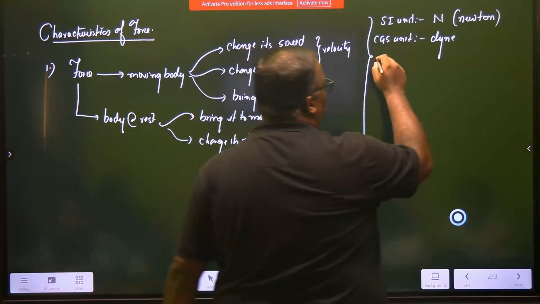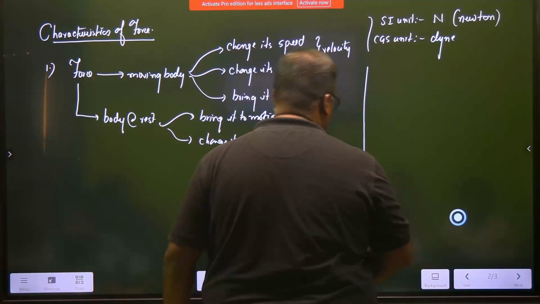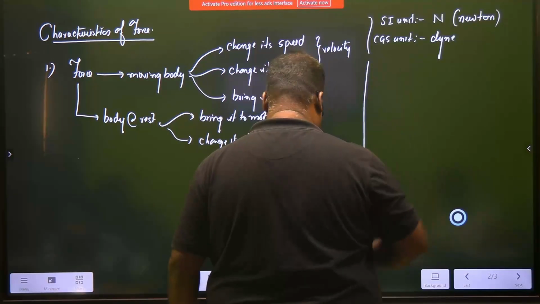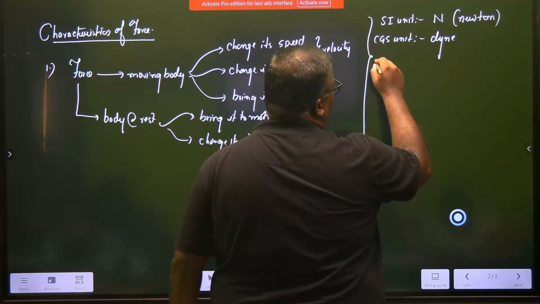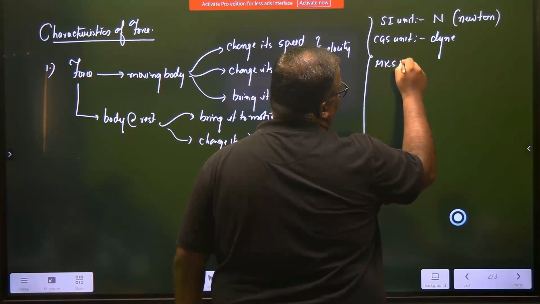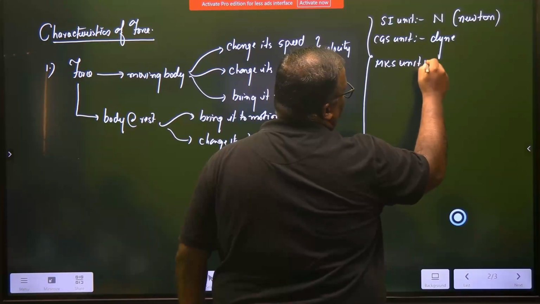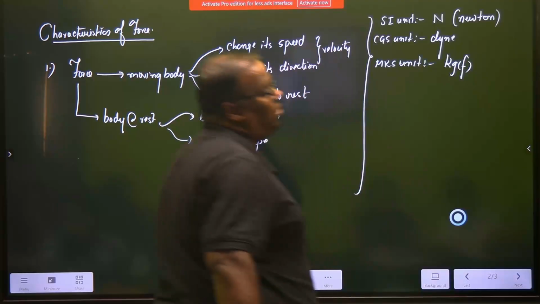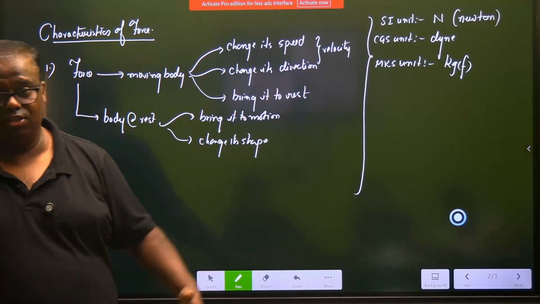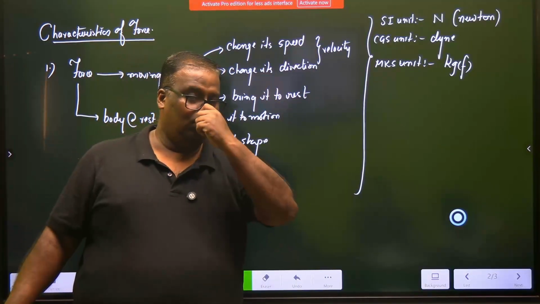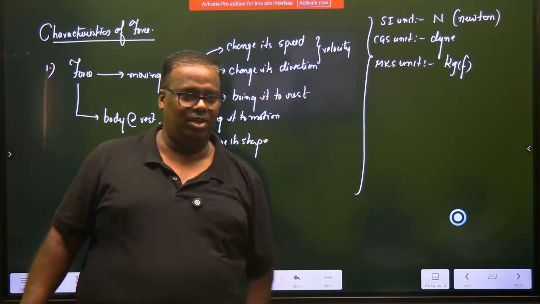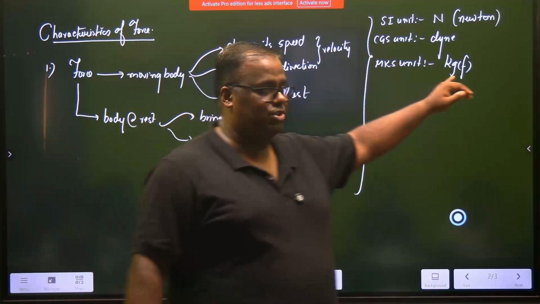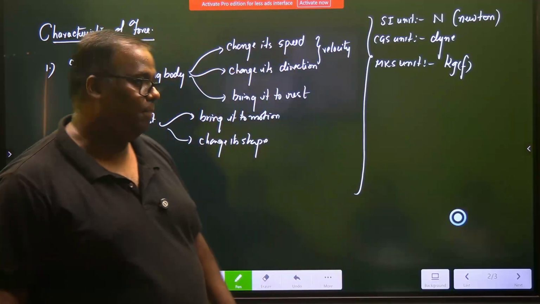Even if you see MKS units, you should know all these. Like when we did our engineering, we used to study MKS units also. The MKS unit of force is kg force, where F is written in bracket. Kg force. Then only you will understand what is the difference of mass and weight. This is kg force. Right?